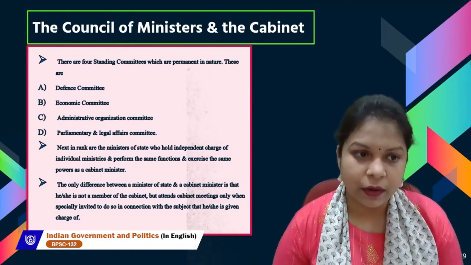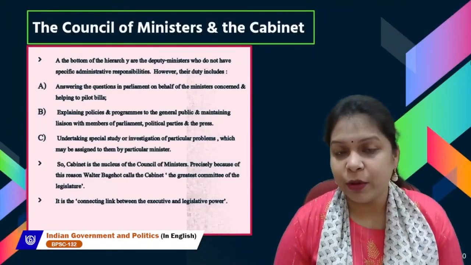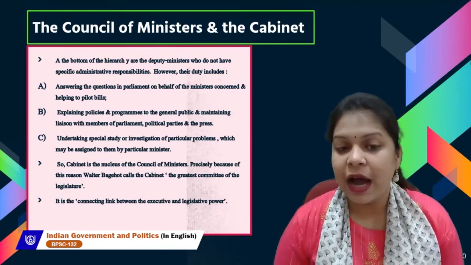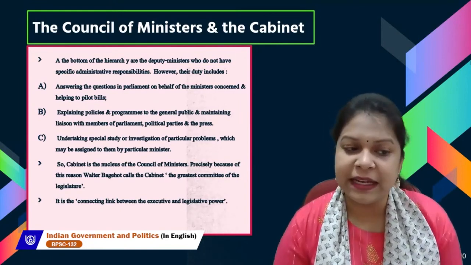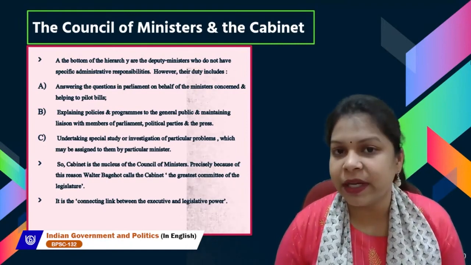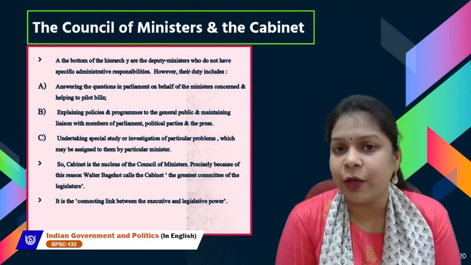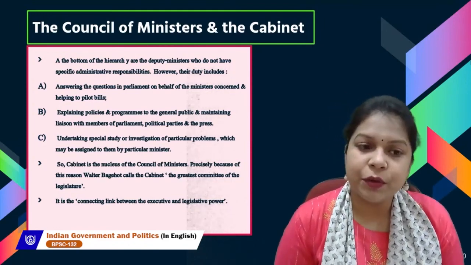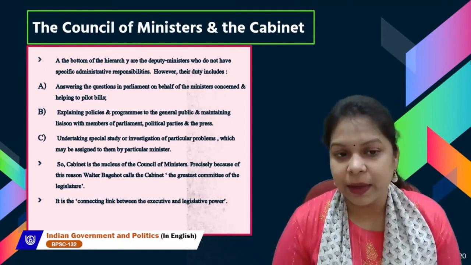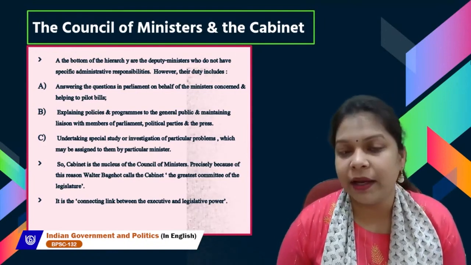So at the bottom of the hierarchy are the deputy ministers who do not have specific administrative responsibilities. However, their duty includes many things. So they are not given any specific administrative responsibilities, the ministers of the third rank, but they have some duties to play. The first duty is answering the questions in the parliament on behalf of the ministers concerned and helping to pilot bills.